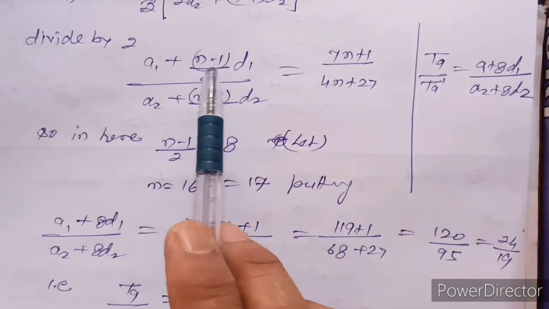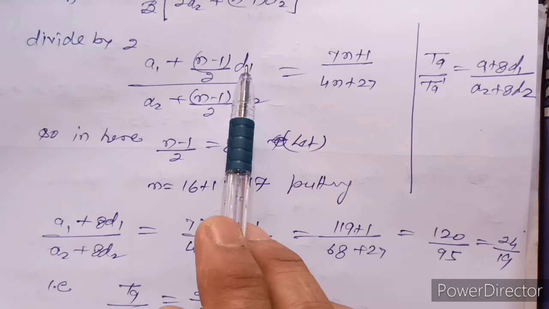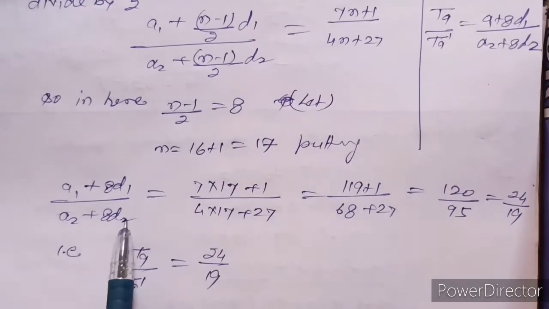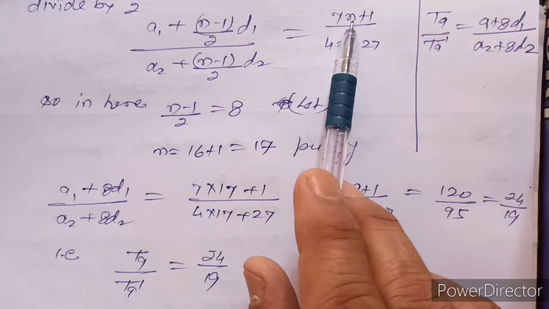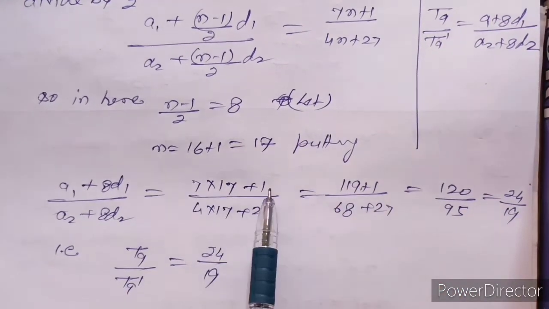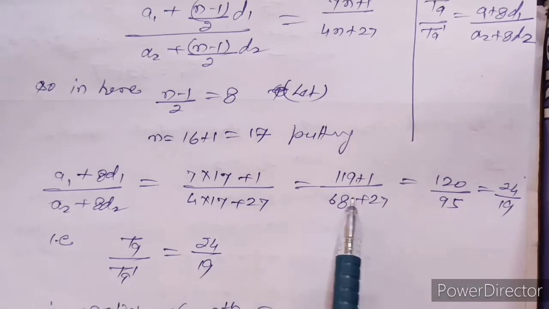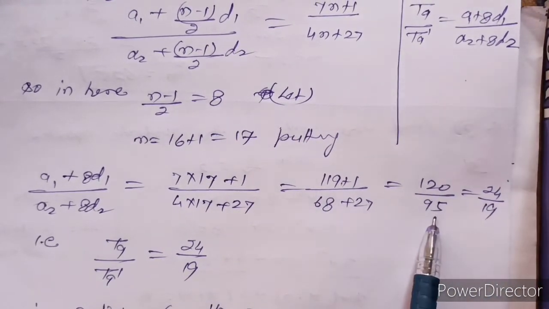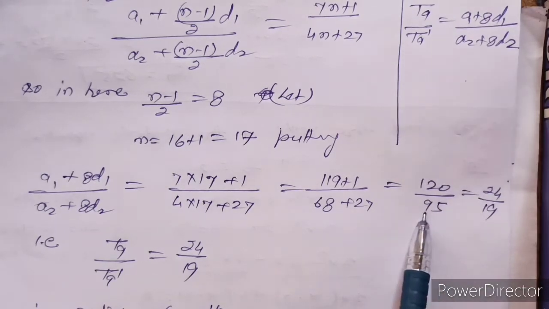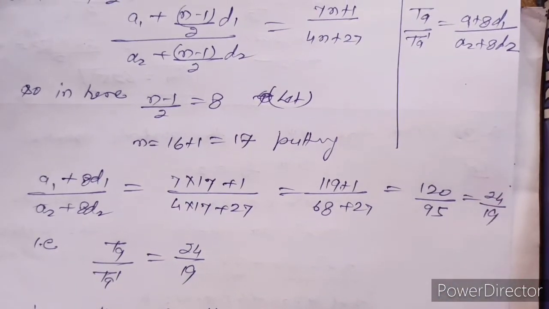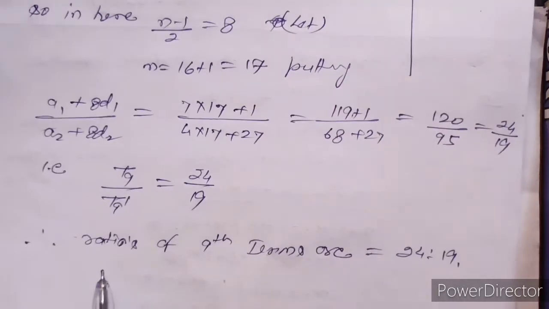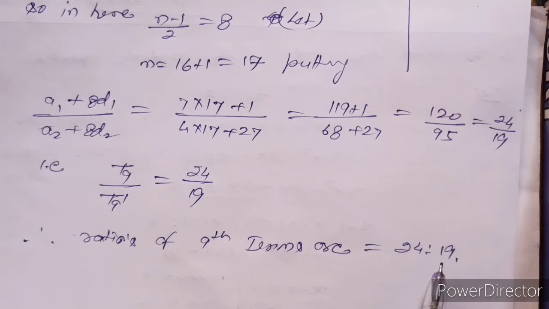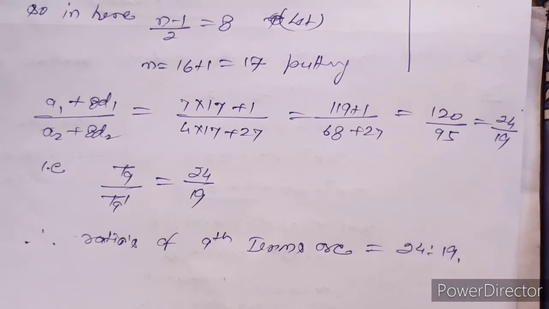So 17 minus 1 is 16, by 2 is equals to 8. So a1 plus 8d1 upon a2 plus 8d2 is equals to, in here n equals to 17. So 7 into 17 plus 1 and 4 into 17 plus 27. After then you can solve and get the answer 120 upon 95. After cancelling by 5 we get the answer 24 upon 19. In this way we can say the ratio of the 9th terms is equals to 24 ratio 19.